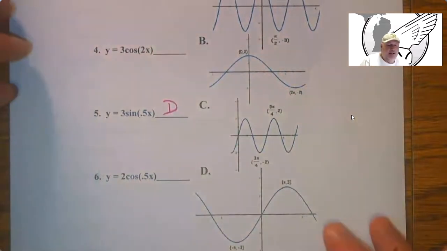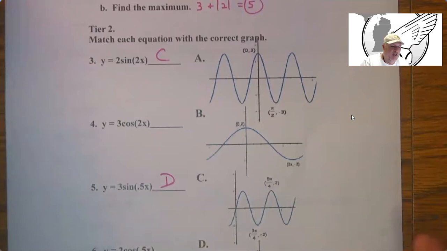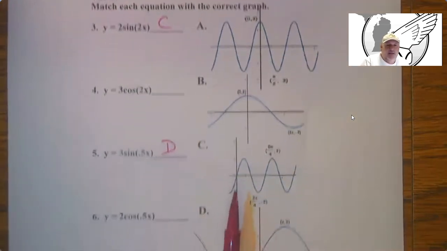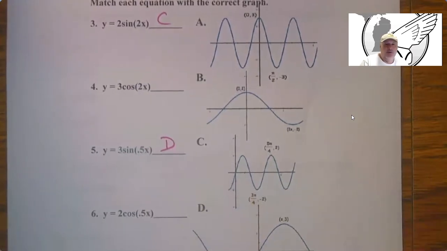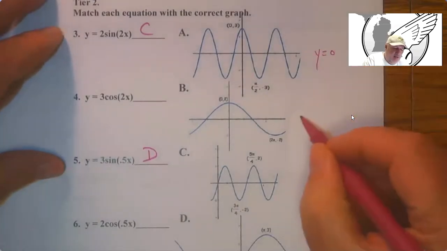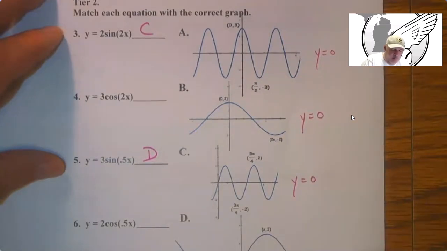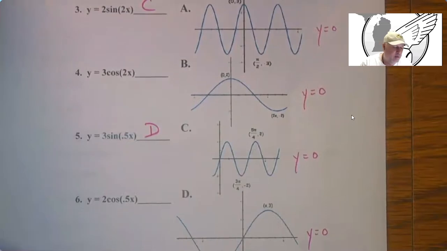Now the midline on all of these is y equals 0. It's the k value in the equation, the number added on the end, and that's 0 for all of them. So y equals 0 is our midline, and you need to really know that as you're looking at trig equations: what is the midline? That's the line that's cutting your graph in half.